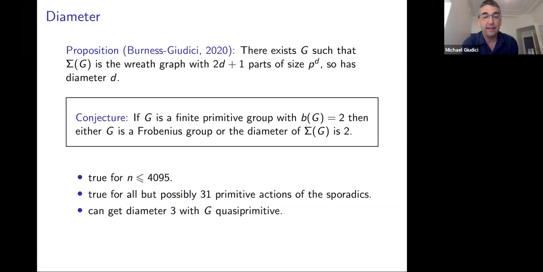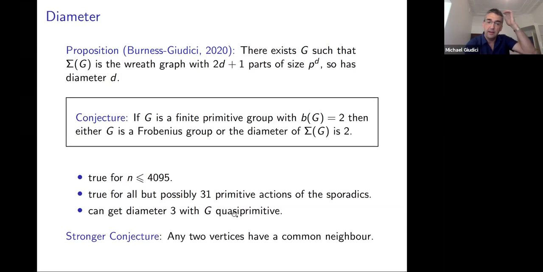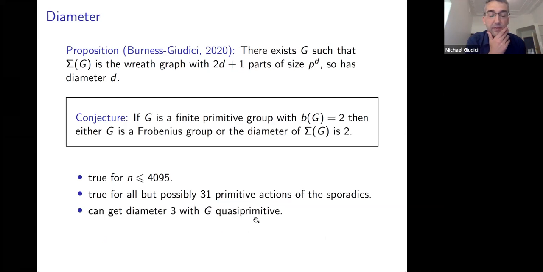I did want to mention though that if I weaken the hypothesis of being primitive slightly to being quasi-primitive, then I can get out to diameter 3. We have an example, I think it's M11 on, I've forgotten the number of points, but we have an imprimitive action of M11 which has diameter 3. I'm not sure if we have examples where it's an unbounded diameter in the quasi-primitive case. These Reef graphs are not quasi-primitive, since they have a very intransitive normal subgroup. Remember, a group is quasi-primitive if every non-trivial normal subgroup is transitive. So if this conjecture is true, we must really be using the property of being primitive, not quasi-primitive.